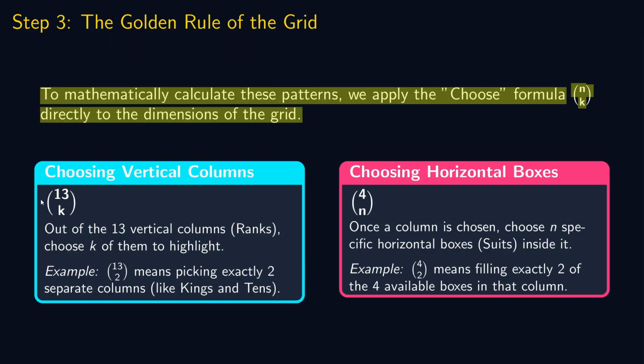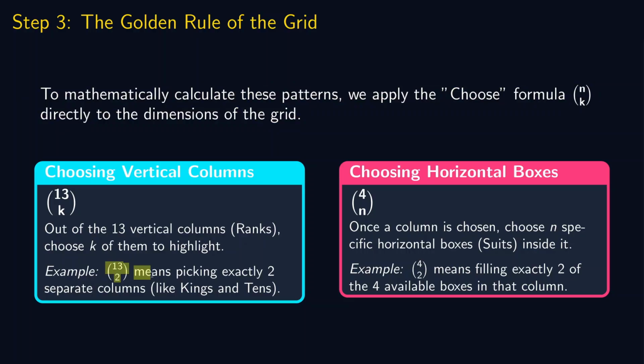We have 13 columns, 13 ranks running across the top. If we want to choose some number of them, say we want to choose exactly 2 ranks, we use the phrase 13 choose 2. That means, out of 13 available columns, in how many ways can I select exactly 2 of them where order does not matter? As a concrete example, 13 choose 2 includes the selection of the king column and the 10 column. It includes aces and 5s. It includes 7s and queens. Every possible pair of columns.